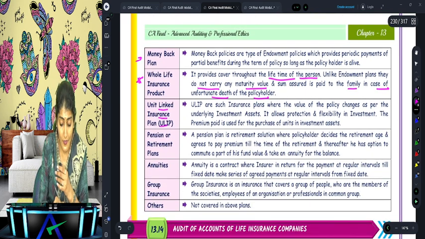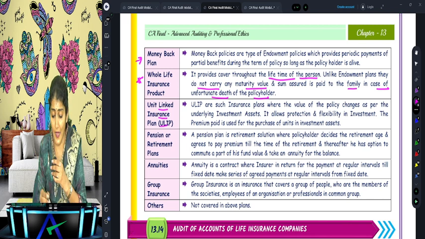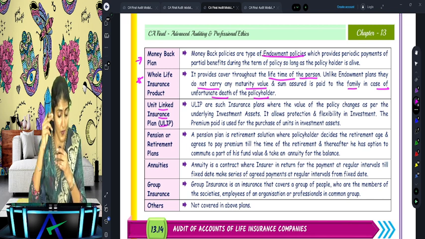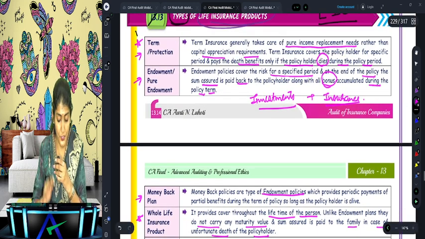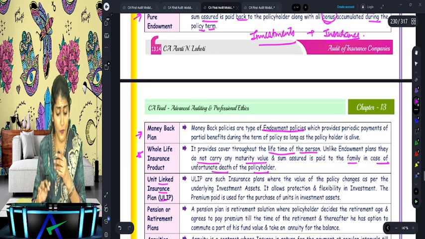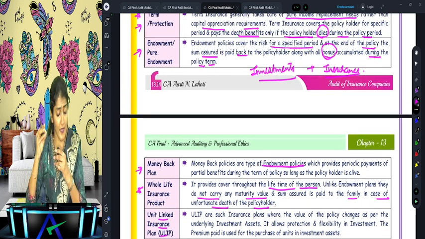Then you also have the money back plan. Again, money back plan policies are a type of endowment policy. So that is why these two we could put together. Which two did we put together? Term protection and whole life insurance product. Then what we put together is the endowment and the money back plan.